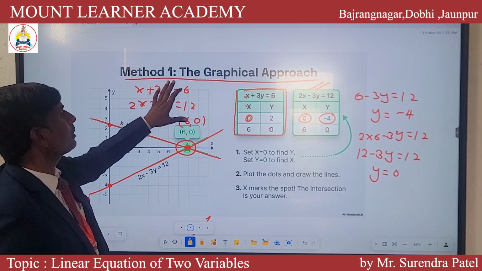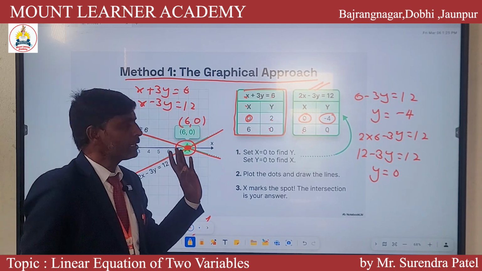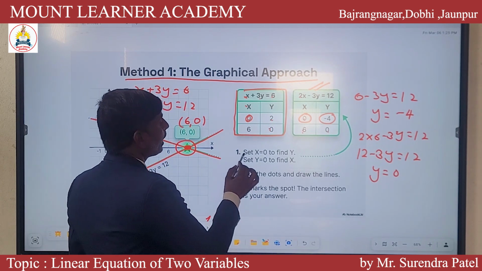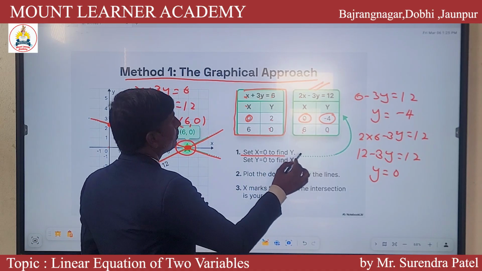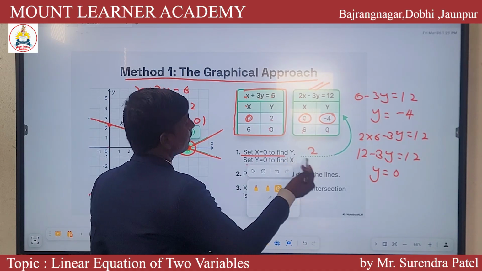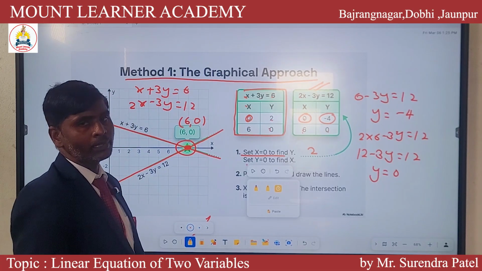So this is method 1, the graphical approach for linear equations in two variables. Now x is equal to 0, we find y is equal to 2. Set y is equal to 0, then we get x. So this is the first method.